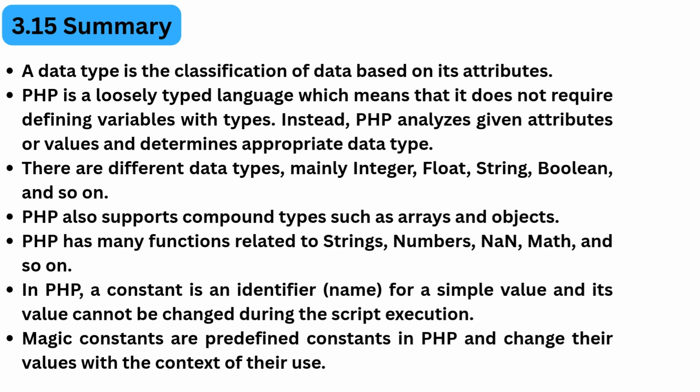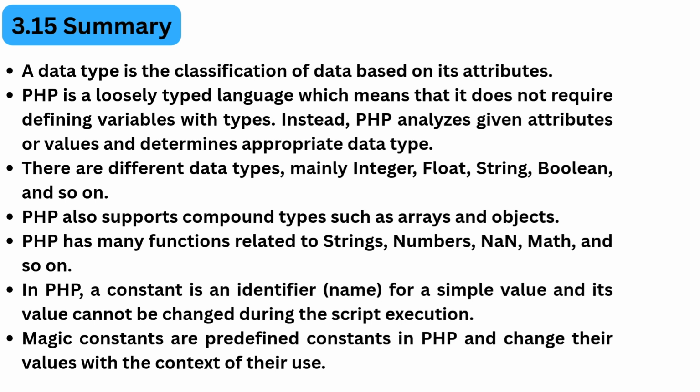There are many data types in PHP, but the most common ones are integer, float, string, and Boolean. In addition to these, PHP also supports compound data types, such as arrays and objects, which can hold multiple values or complex structures. PHP also provides a wide range of built-in functions that work with these data types, functions that handle strings, numbers, mathematical operations, and even special constants like NAN, which stands for not a number.